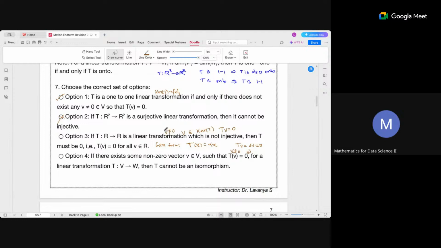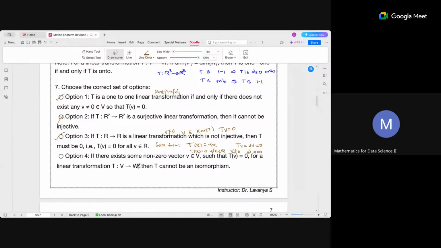What does that mean? You have a non-zero vector in the kernel, that is TV is equal to 0 for some non-zero V. Now what is the general form for T from R to R? T of X is equal to alpha X. Now TV is equal to alpha V, right? And this TV is already 0 and V is non-zero. What does that mean? Alpha must be 0. It means your T of X is equal to 0 for all X in R. So this is the statement given to you, right? So this option is correct.